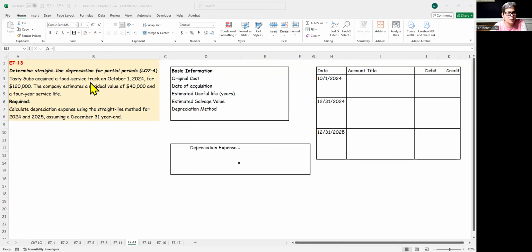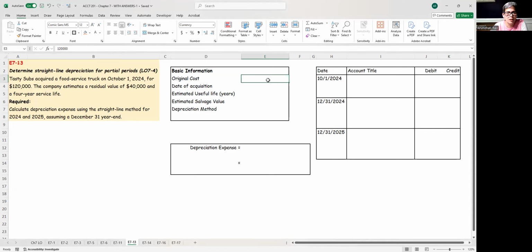Tasty Subs acquired a food service truck on October 1, 2024 for $120,000. They estimate the residual value, that's the salvage value, will be $40,000 after a 4-year service life. They've asked us to calculate the depreciation for the first 2 years, assuming a December 31st year end. If you recall in the previous exercise, I told you dates are important, and here it comes into play.